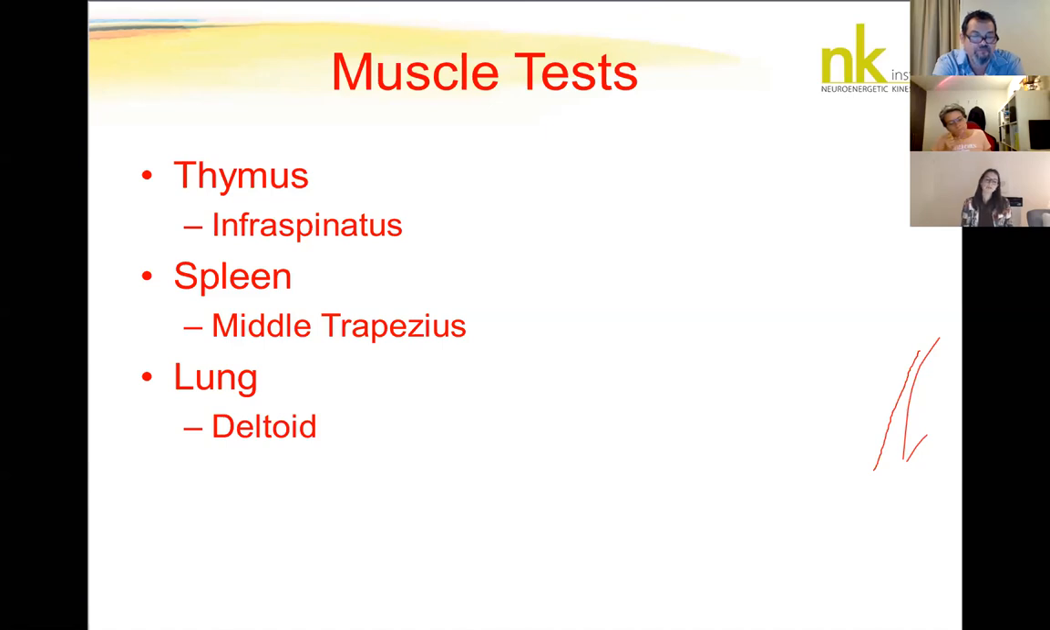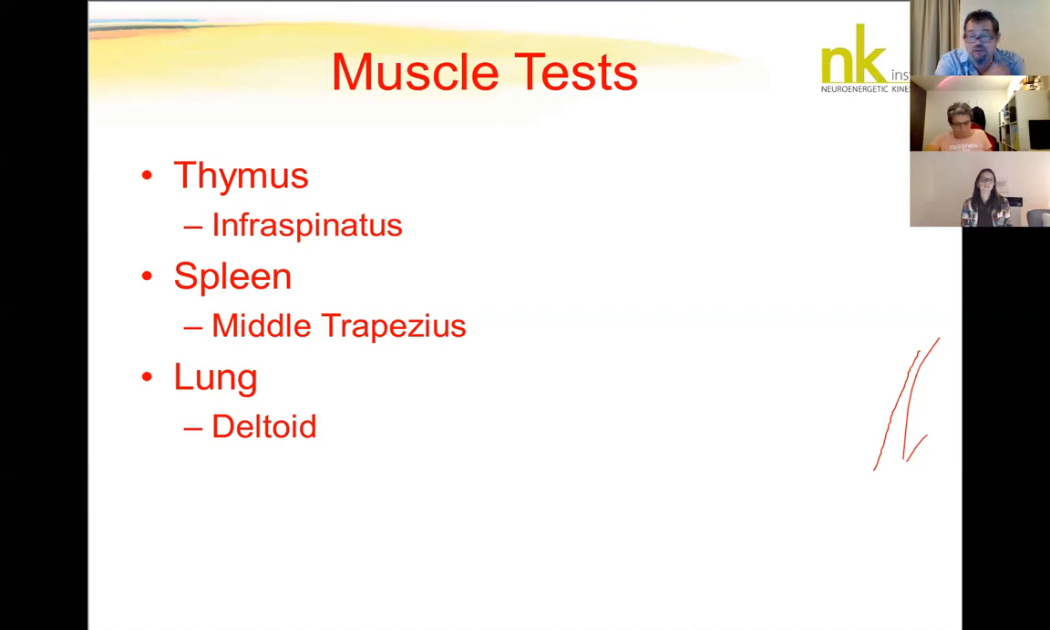So the spleen, you would say, is more generally for the immune system, whereas the thymus is really about the T cells. And often in autoimmune disease there's a problem with the T cells, so you would use the thymus, or the infraspinatus, for autoimmunity as well.